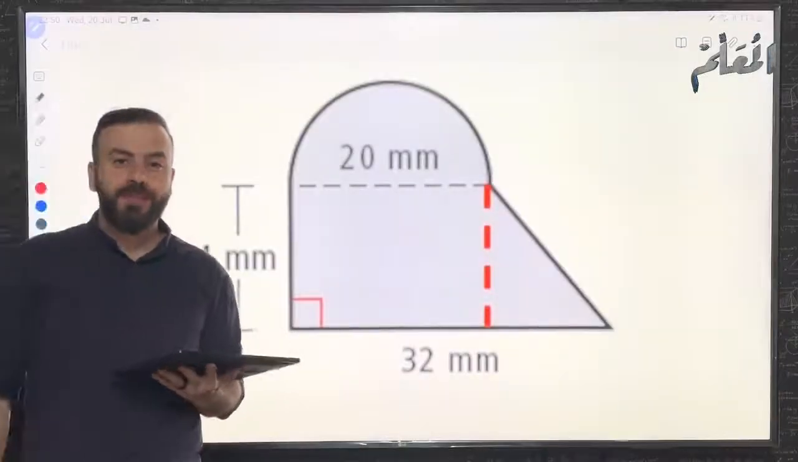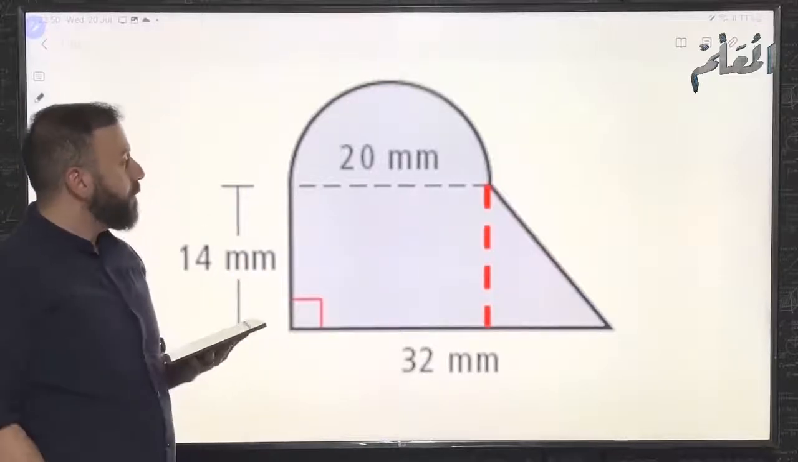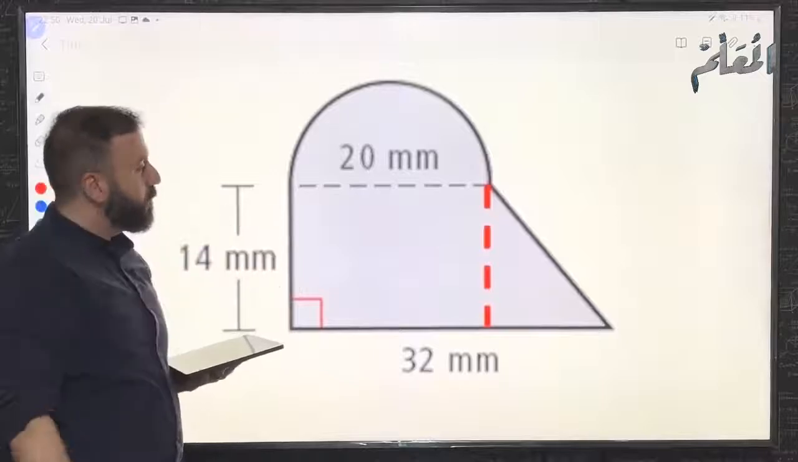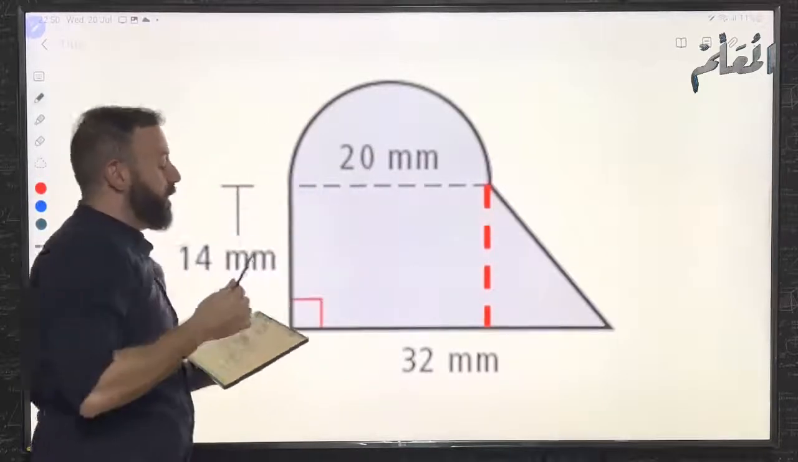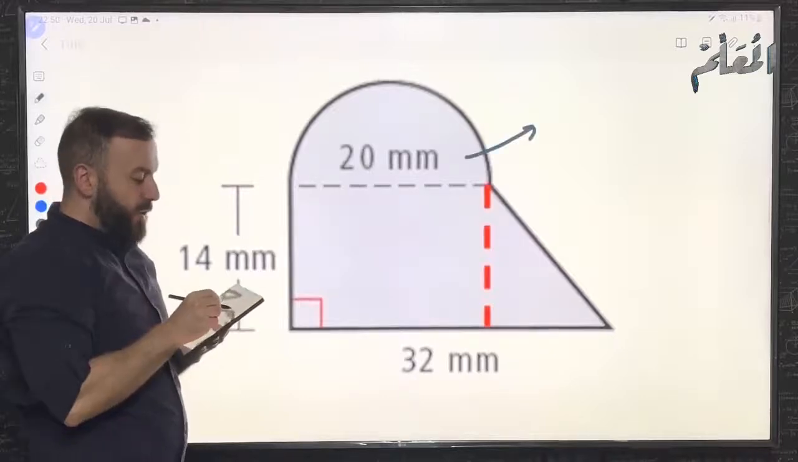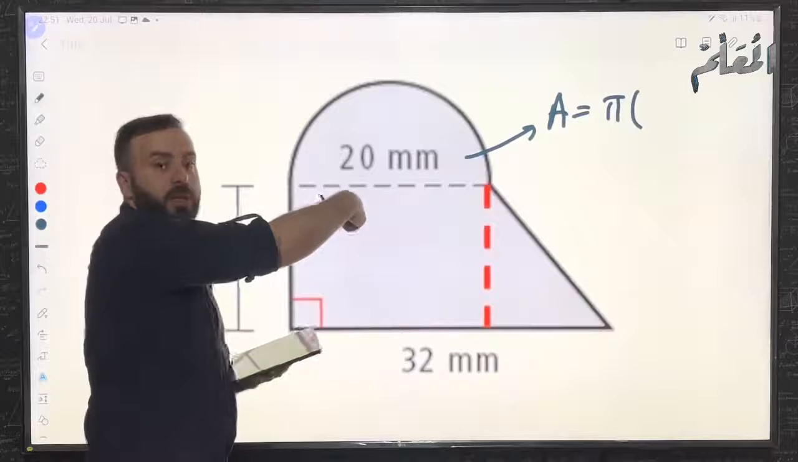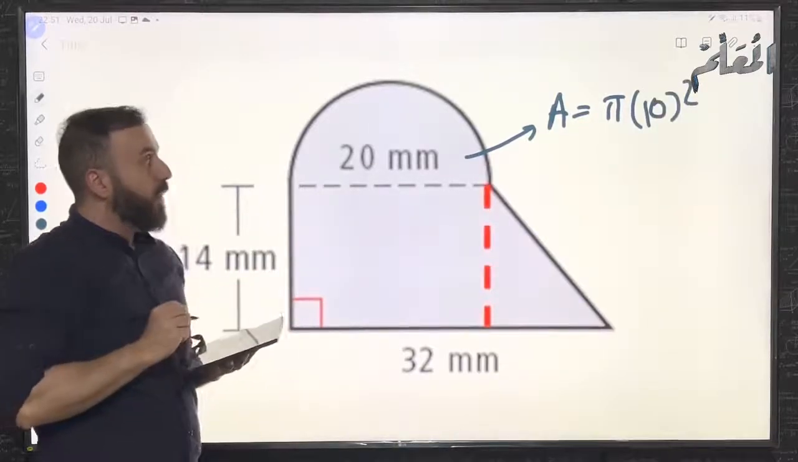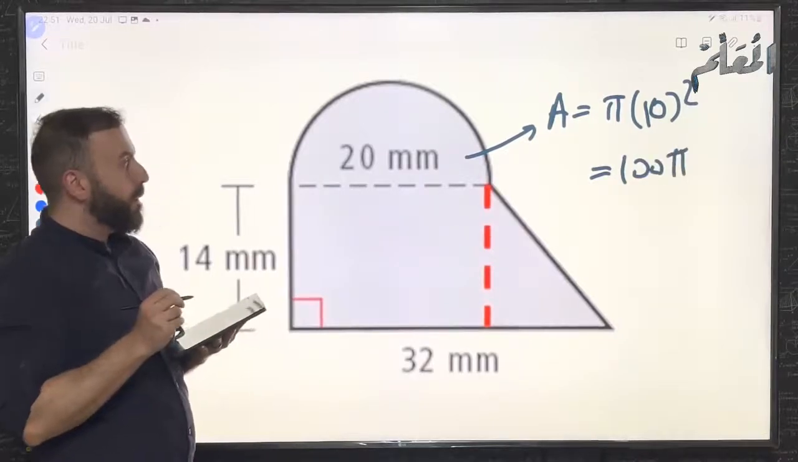Question 4, let's start. So in question 4, I want to calculate the area of the shaded region, which is the semicircle plus the trapezoid. Check this. For the semicircle, very easy. The area is equal to pi times, what's the radius? The diameter is 20, so the radius is 10. So it's 10 squared, okay? So that's going to be 100 pi.